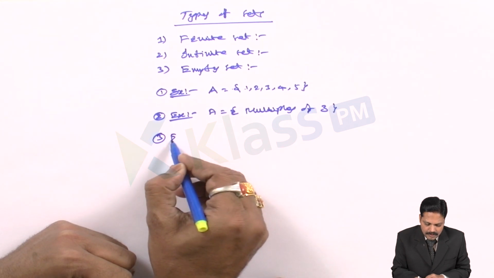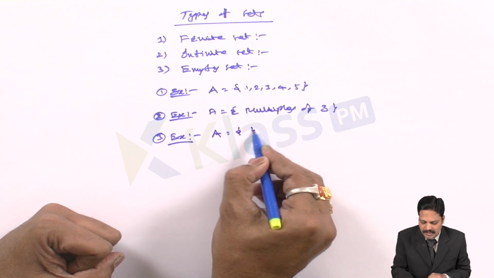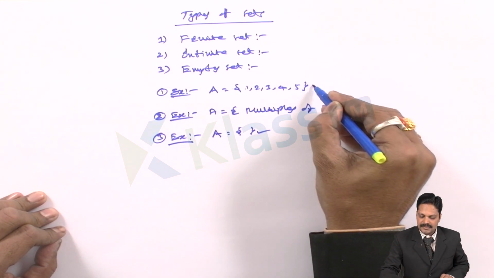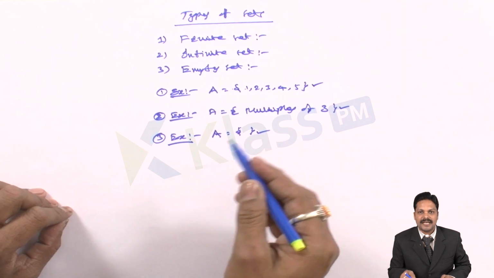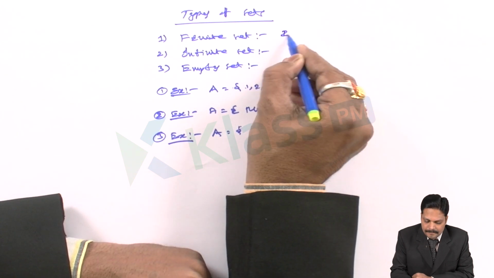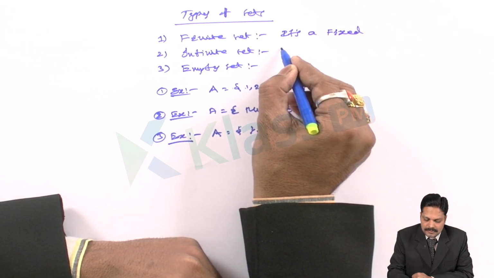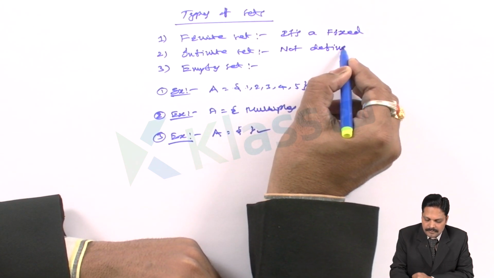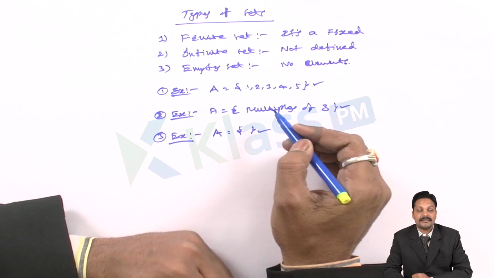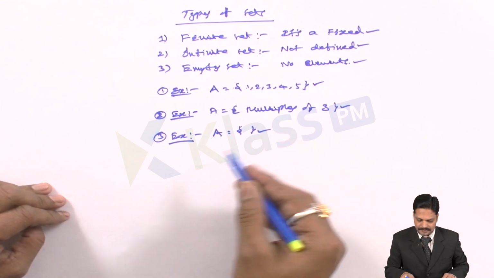And coming to the third example, empty set. There is no element in the set. This is called the empty set. This is the infinite set, this is the finite set. These are the types we are having in sets. I will take this one as a finite set. It's fixed, it's not defined, and no elements. So in this manner we can say the types, definition: infinite, finite, and empty.